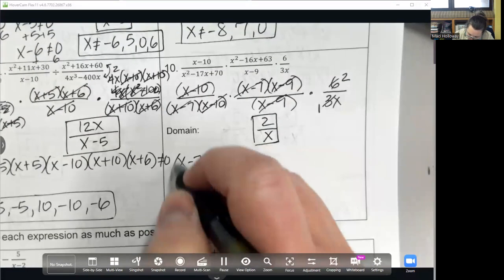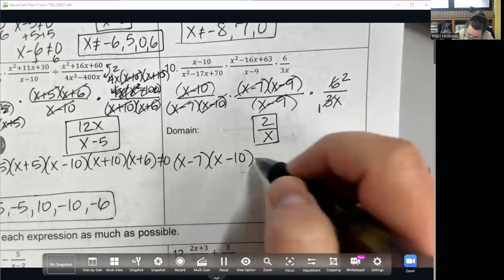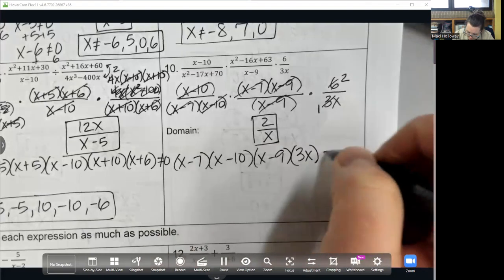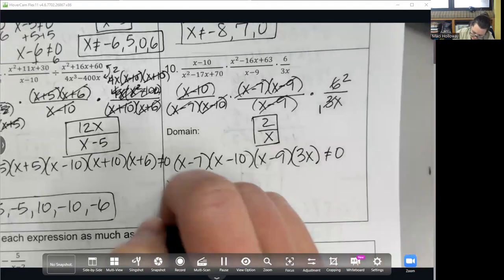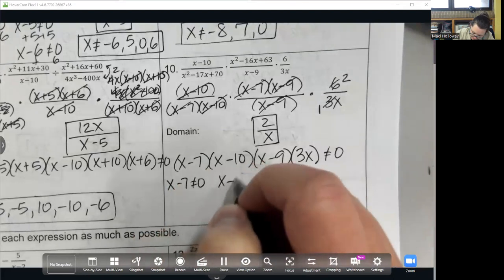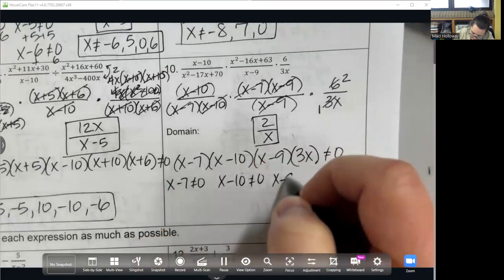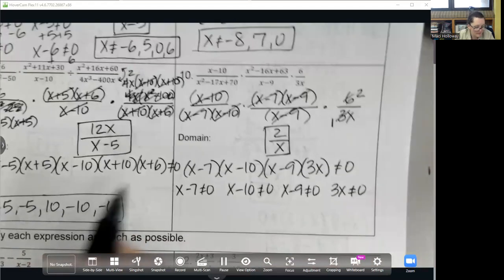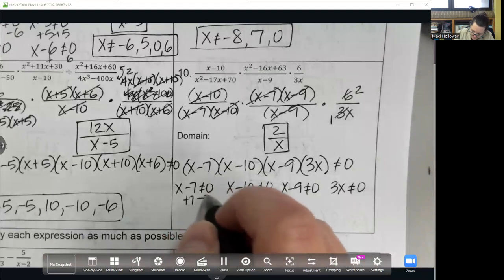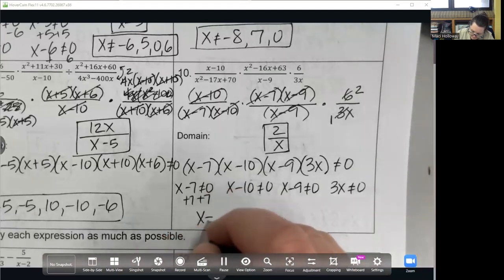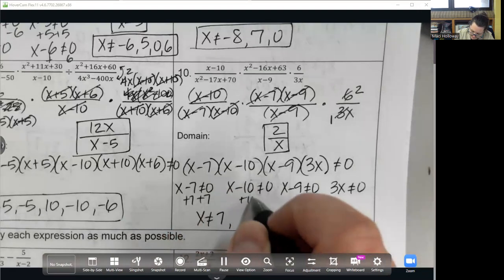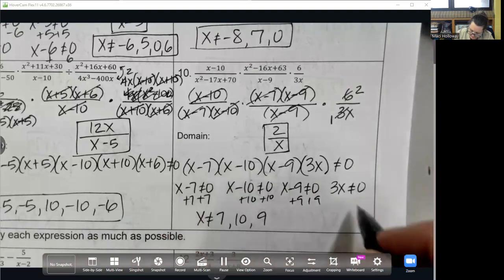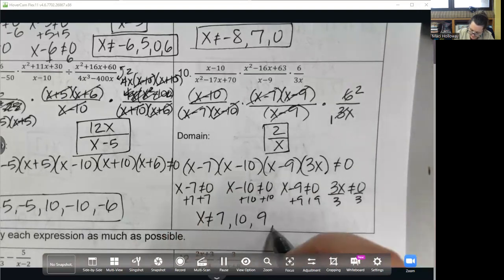All right, domain is all of this. So x minus 7, x minus 10, x minus 9, and 3x cannot equal 0. So x minus 7 cannot equal 0, x minus 10 cannot equal 0, x minus 9 cannot equal 0, 3x cannot equal 0. I just didn't do that on this one because I didn't have any room. It's probably not a very good excuse, is it? All right, so x cannot equal 7, add 10, x cannot equal 10, add 9, x cannot equal 9, divide by 3, and x cannot equal 0.